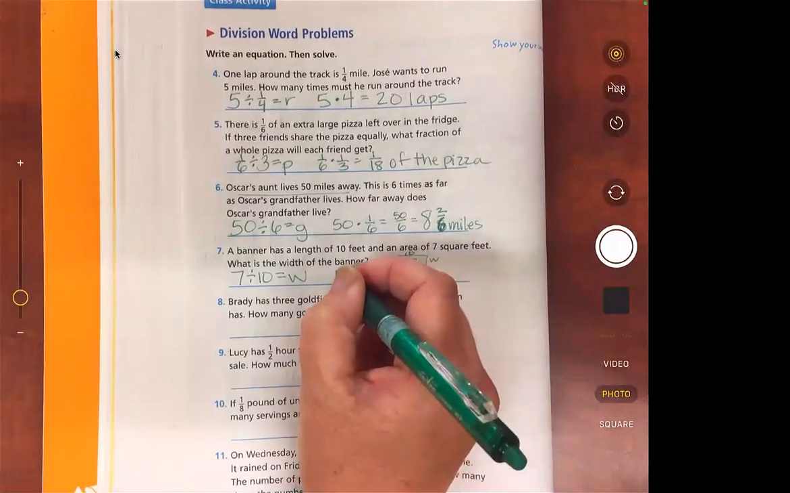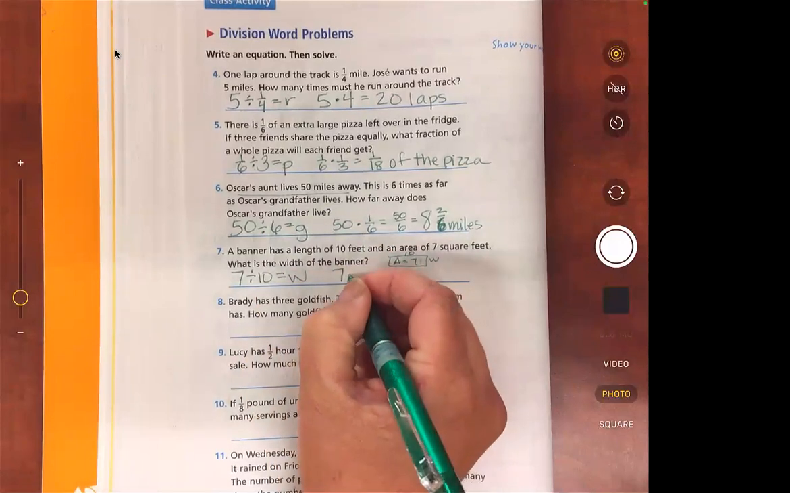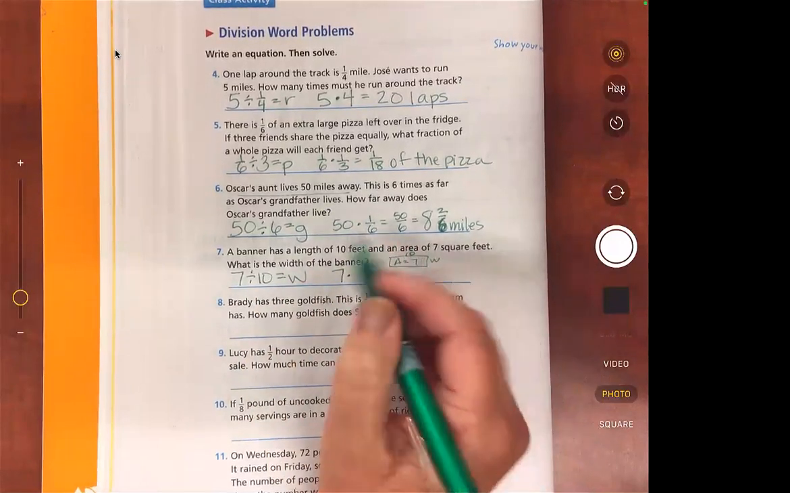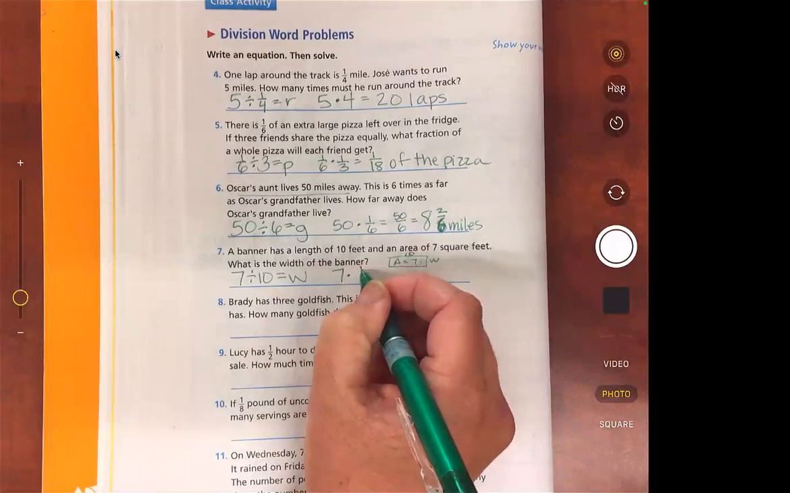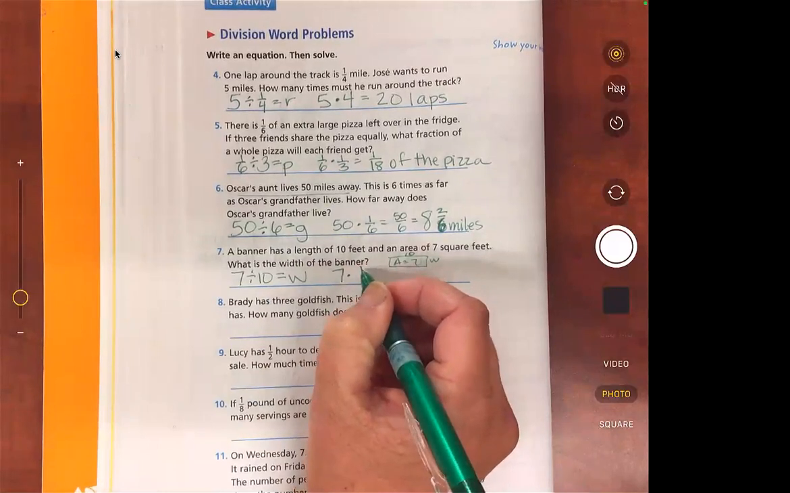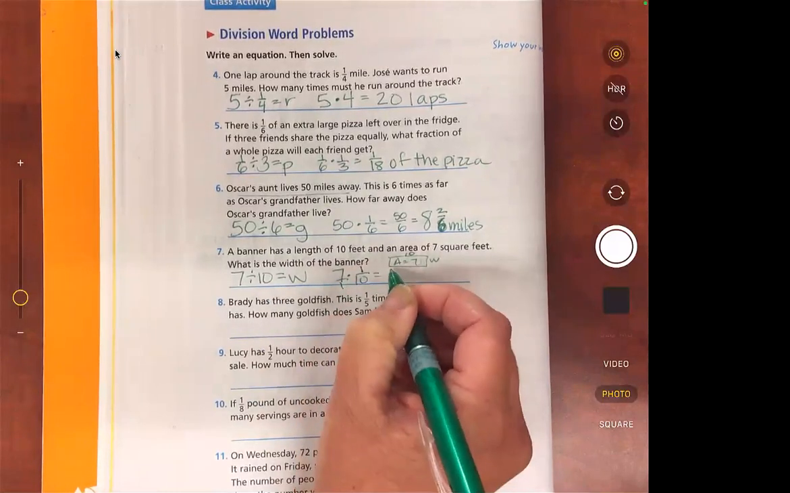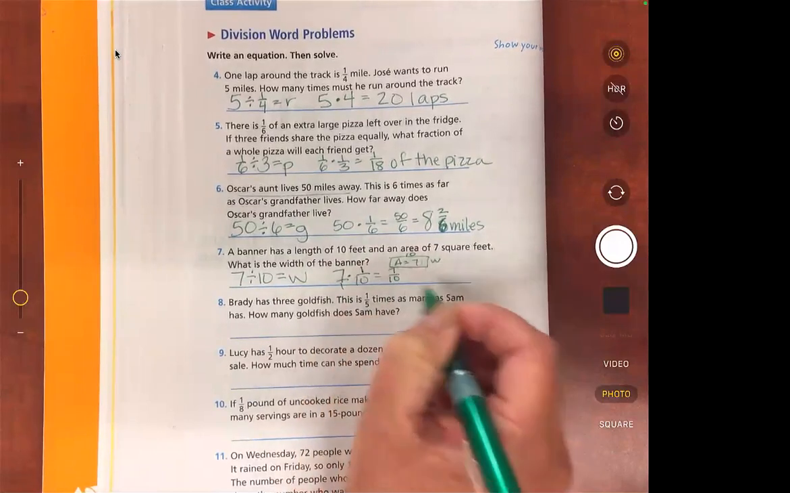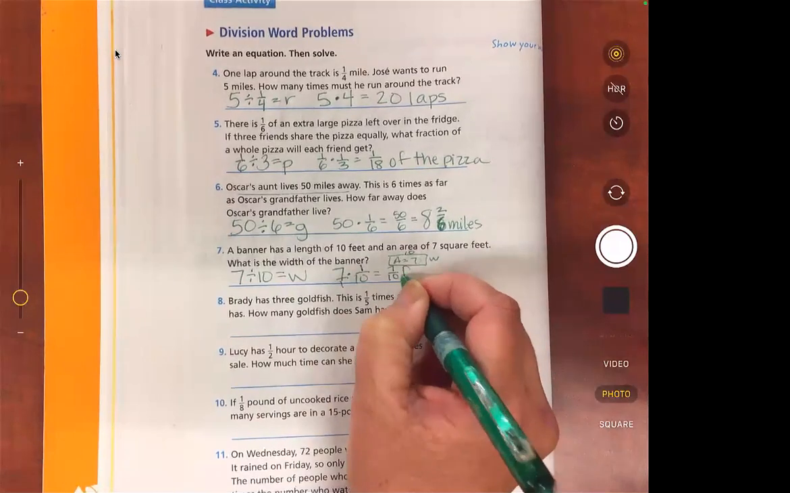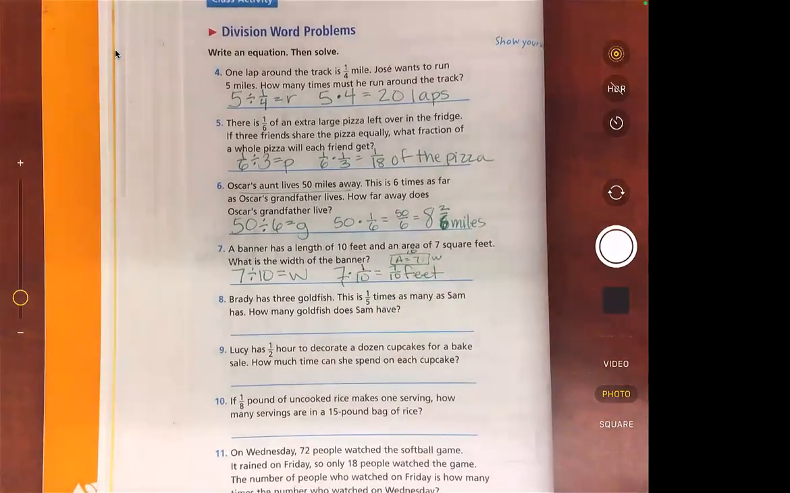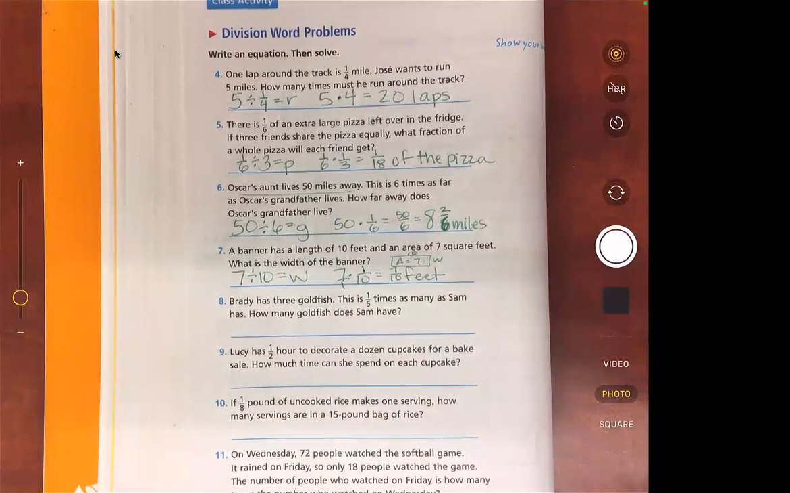My 7 stays the same. I change my division to multiplication, and I flip. 10 becomes what? 1/10. Yep. And then 7 times 1 is 7, 10 times 1 is 10. 7/10 would be my width, 7/10 feet. Because 10 times 7/10 equals 7.